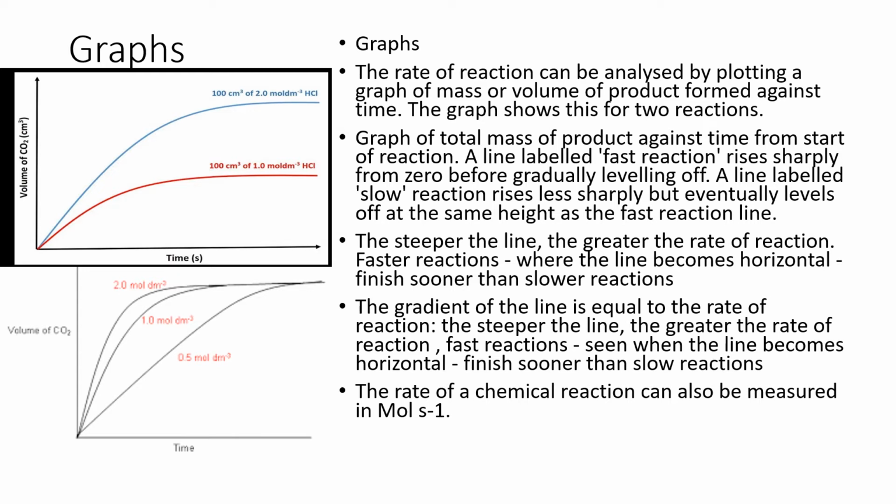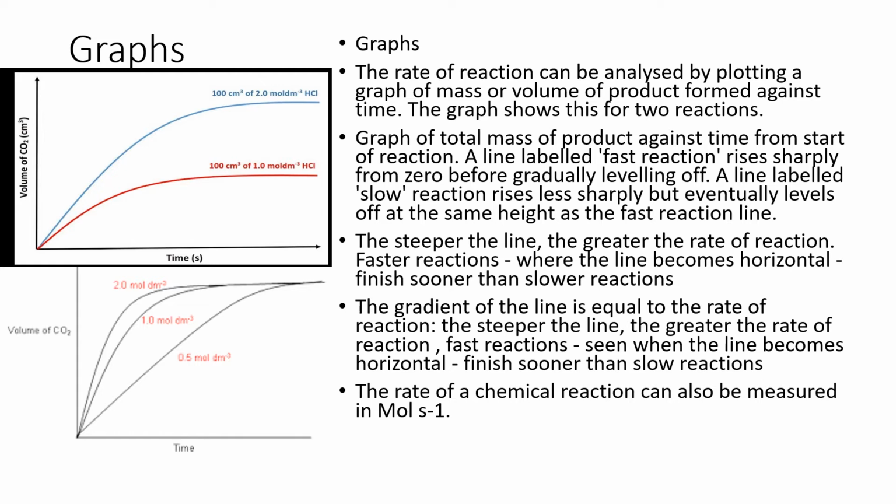The graph of total mass of product against time from start of reaction. A line labeled fast reaction rises sharply from 0 before gradually leveling off. A line labeled slow reaction rises less sharply but eventually levels off at the same height as the fast reaction line. The steeper the line, the greater the rate of reaction. Faster reactions are where the line becomes horizontal, finishing sooner than slow reactions. Also, the gradient of the line is equal to the rate of reaction. The steeper the line, the greater the rate of reaction.